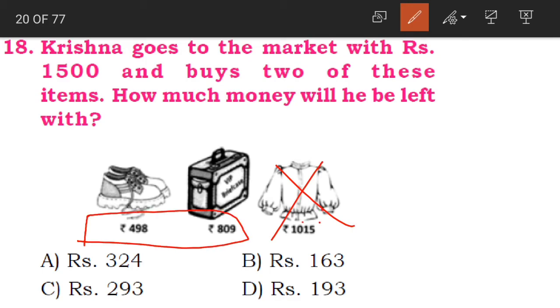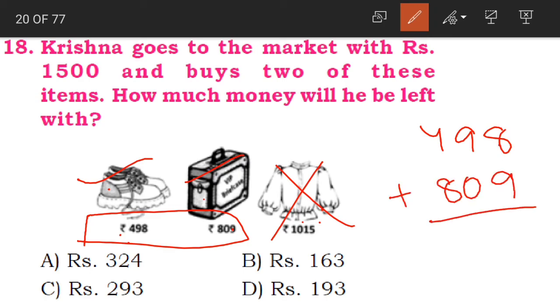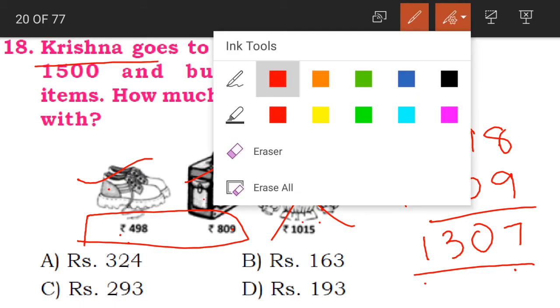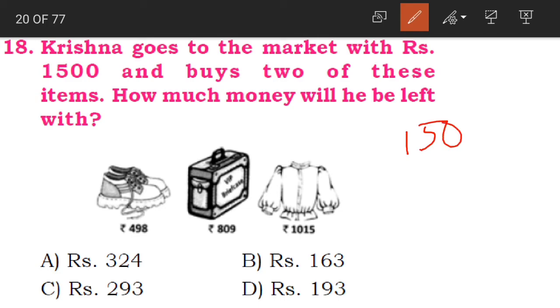Now we can buy only these 2 items, that is the briefcase and shoes. So let us find out the total cost of this. 498 plus 809. 9 plus 8 is 17, 1 carried, 9 plus 1 is 10, again 1 carried, 1 plus 4 is 5, 5 plus 8 is 13. 1307 rupees were spent by Krishna. Now how much money is left? How do we find out? The total amount minus the spent amount.